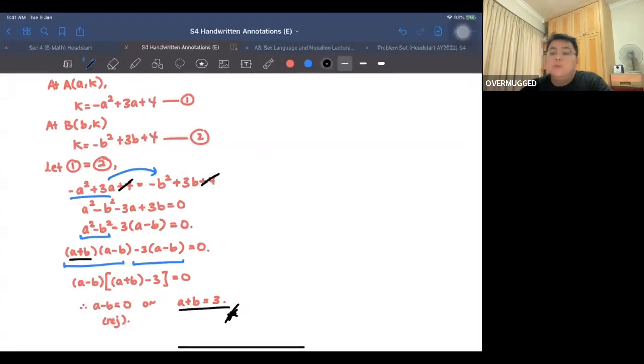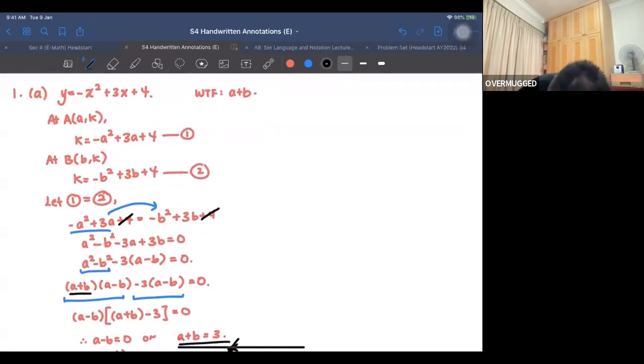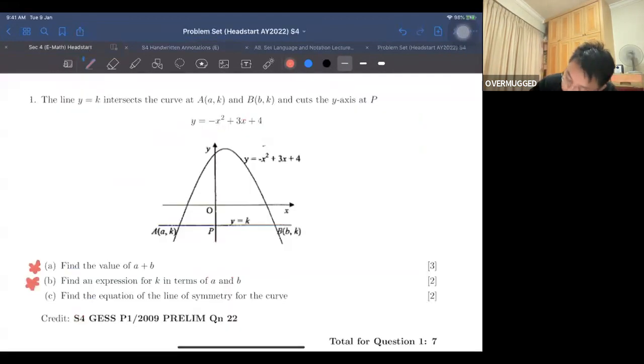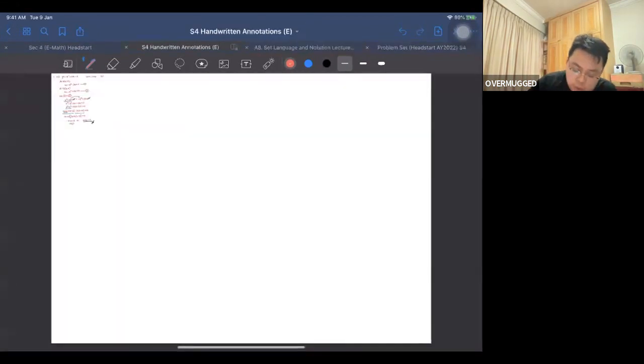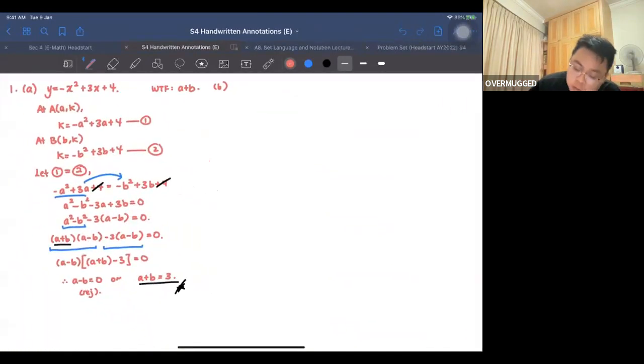Okay, great. So we'll move on to part B. Now for part B, the question is asking you to find an expression for k in terms of a and b. So this means that we need to re-examine the two equations that are given to us.